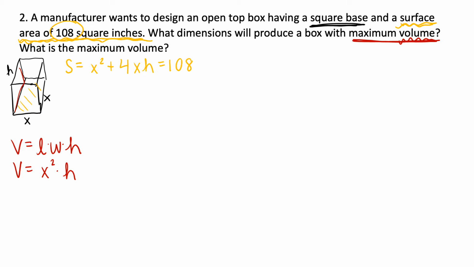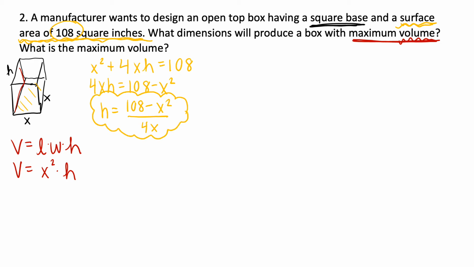So what we're going to do is actually go back up to our surface area equation and solve for h. I'm going to ignore this S equals for now. Let's first subtract x squared over, so we have 4xh equals 108 minus x squared, and then if we divide both sides by 4x, we're left with h equals (108 minus x squared) over 4x. And I'm going to cloud that because it's going to be important.